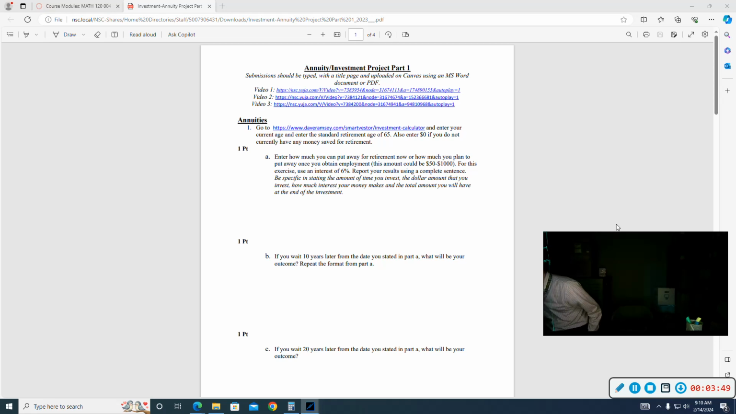Okay, let's read this. Go to the Dave Ramsey SmartVestor calculator and enter your current age and standard retirement age of 65. Enter $0 if you don't have any money currently saved for retirement. Enter how much money you put away for retirement now or how much you plan to put away once you obtain employment. It could be anywhere between $50 to $1,000. For this exercise, use an interest rate of 6%. Report your results in a complete sentence. Be specific in stating the amount of time you invest, the dollar amount that you invest, how much interest your money makes, and the total amount you'll have at the end of the investment.